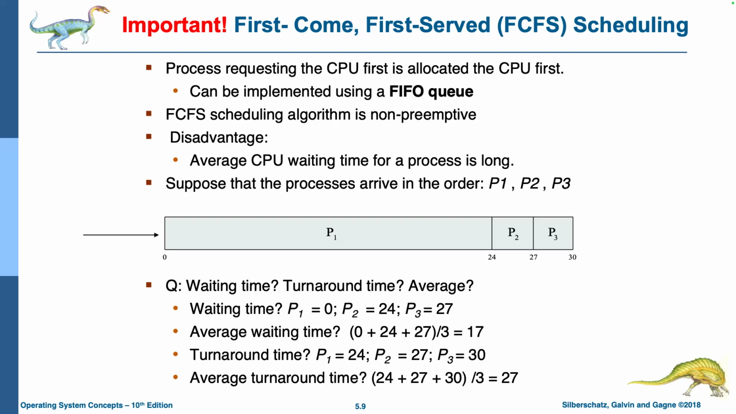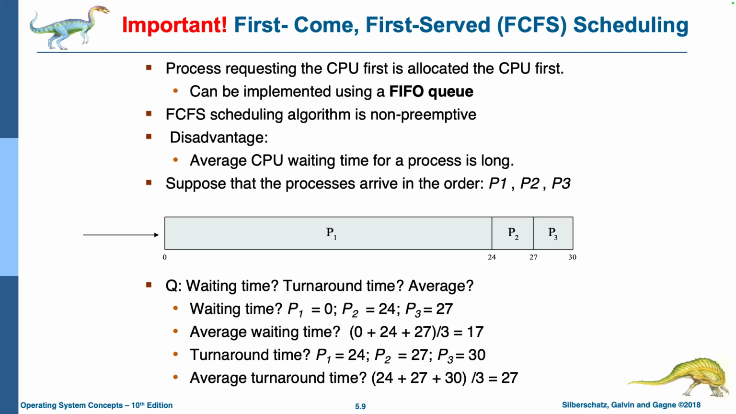P2's waiting time is 24, because it must wait for P1 to terminate. P3 is 27, because it must wait for P1 and P2 to terminate. So the total waiting time is these added together, and the average waiting time is that divided by 3. Until now, it's good.